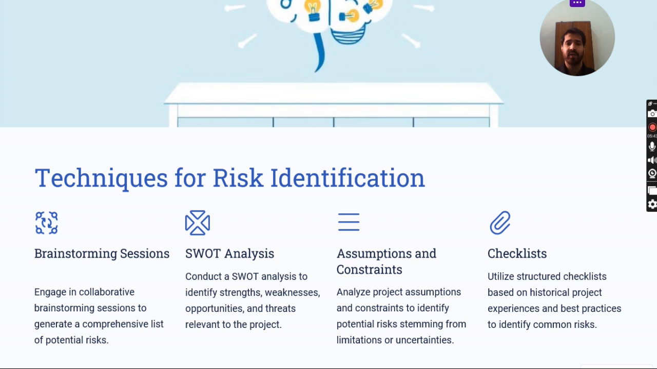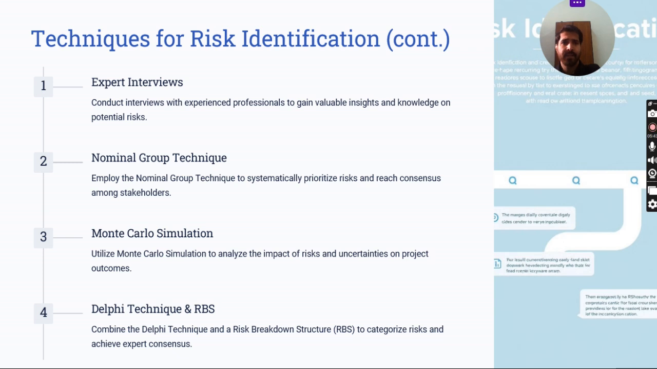The fourth one is checklist. In this we use a customized checklist based on past projects to systematically identify and track potential risks through the project. So the fifth one is expert interviews. Expert interviews involve consulting experienced professionals to gain insight into complex risks and mitigation strategies which are not in our team or in-house team members.